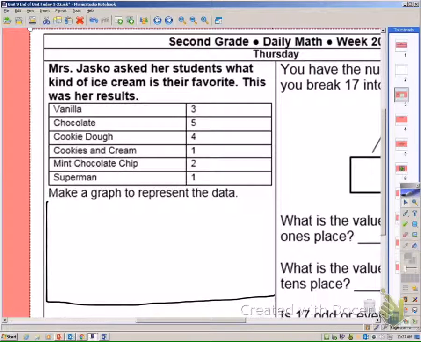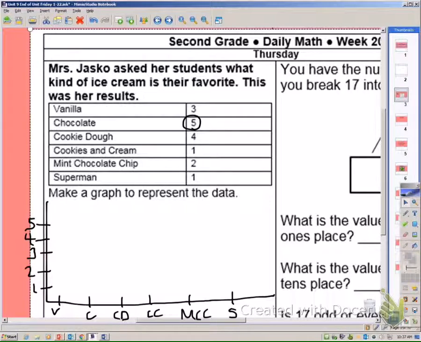Okay, so I'm going to put over here the categories. So I might put a V for vanilla, C for chocolate, a CD for cookie dough, a CC for cookies and cream, an MCC for mint chocolate chip, and an S for Superman. Okay, and then I am going to do my numbers on this side. So I can do 1, 2, 3, 4, 5. And I stop at 5 because the 5 is the highest number.